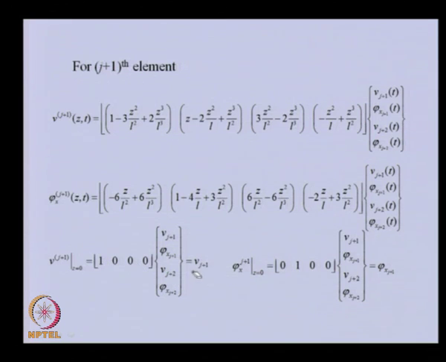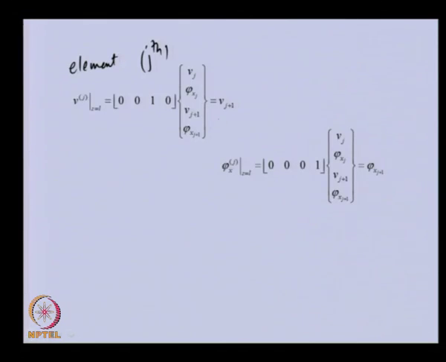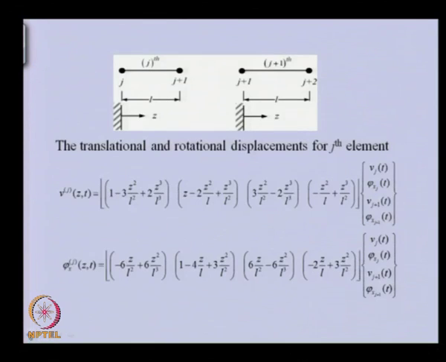So, this will give v z plus 1, which is the same as the previous displacement from the element j. And if we put z is equal to 0 in this, we will get this as 1, other terms are 0, and from here we get phi x z plus 1, which is the same as the previous prediction. So, from two different elements at the common node, these shape functions give the same translational displacement as well as slope. That means they are compatible up to that.